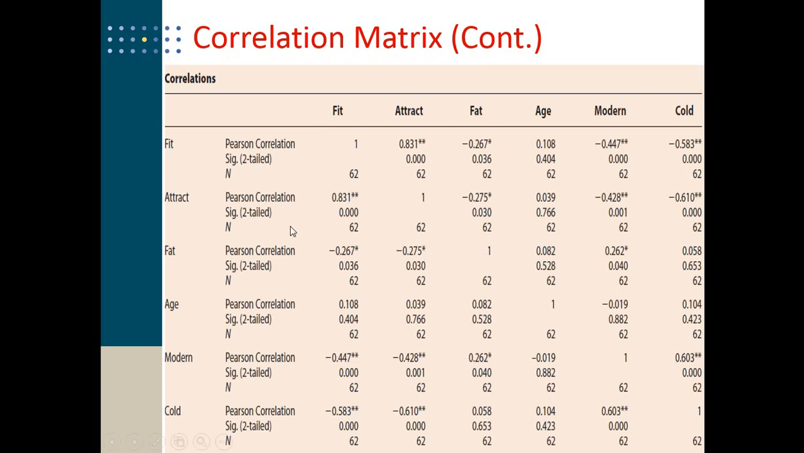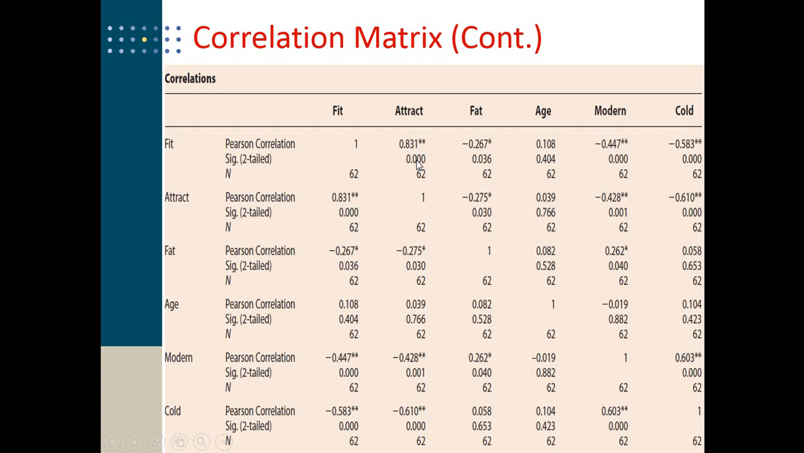Look here, this is another example. These are the factors that make a person attractive, for example, fit, attractiveness, fat, age, modern, and cold. So the correlation coefficient is calculated for these variables. For example, attract and fit is 0.831. Fat and fit is -0.267. So once again, a positive correlation coefficient indicates a positive relationship and a negative one indicates a negative relationship. And you can see with each correlation coefficient, we got a p-value.